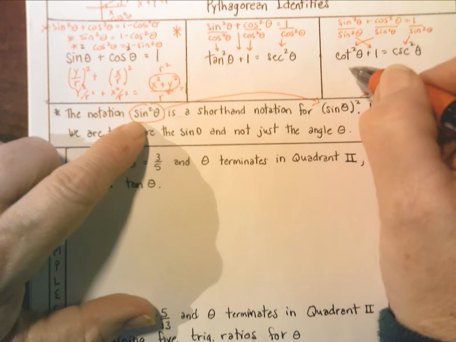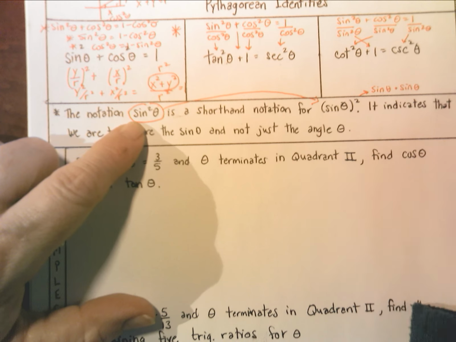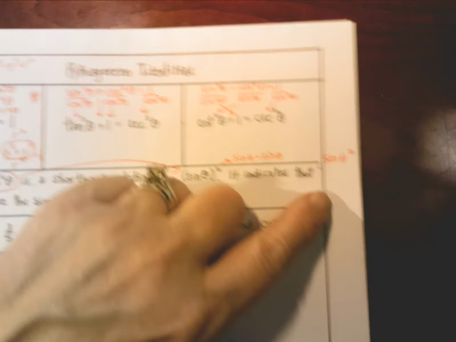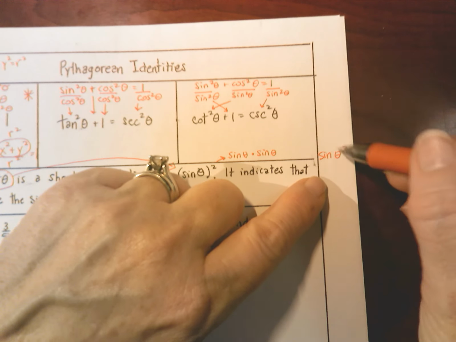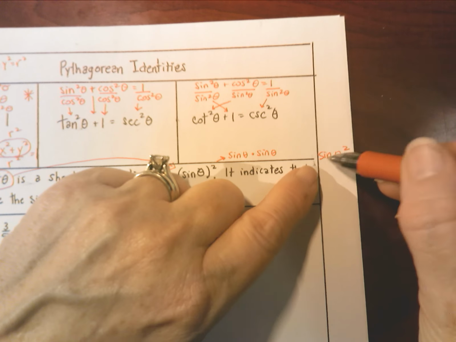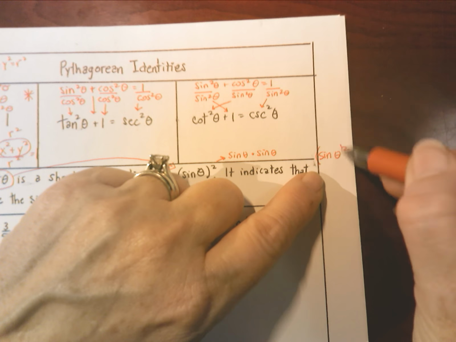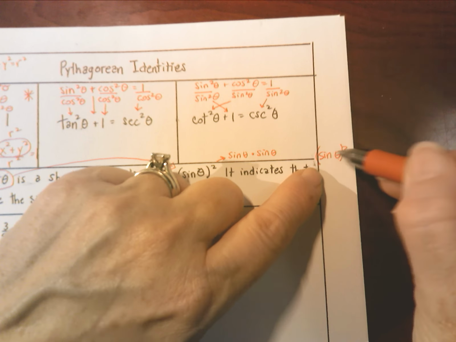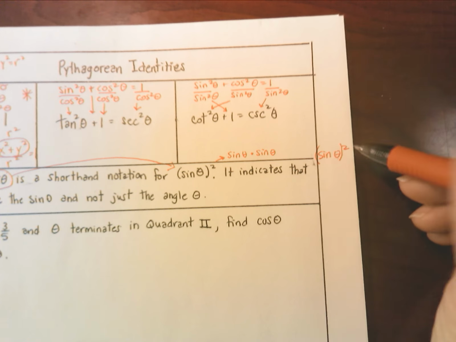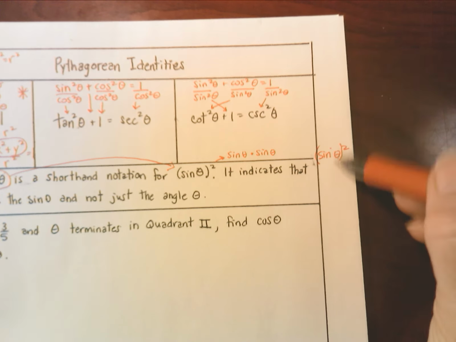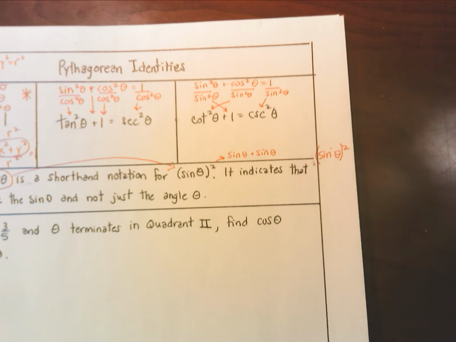If you just wrote it like this, slide it over there. If you wrote it like that, that would mean, if your angle was 30 degrees, it would be the sine of 30 squared, so it would be the sine of 900. That's not what we mean. We want to take the sine of the angle first and then square it. And so the common way to write that is to put the squared on the sine, so that way we know it's not the angle that's squared, because there may be a time where you actually do want to square the angle.